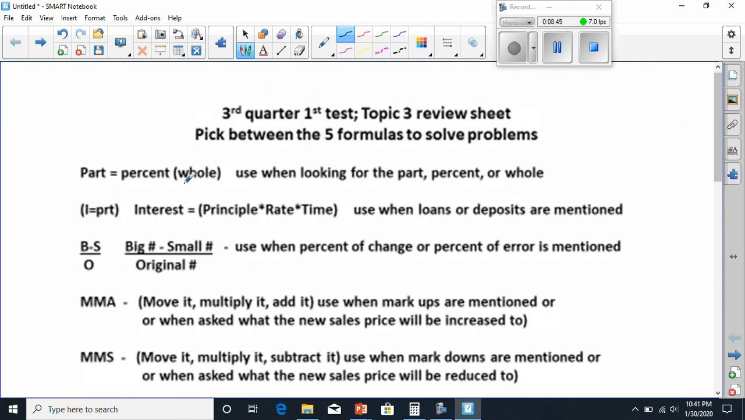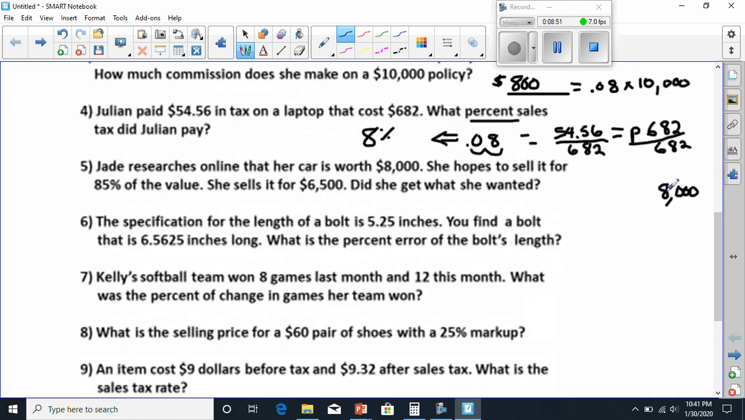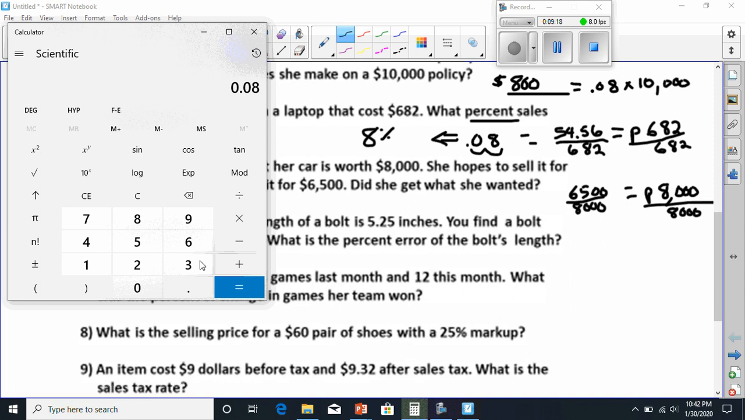Part equals percent times whole. Okay, so the whole is the 8,000. We're looking for the percent, so that's going to be P, and that has to equal 6,500. To do this, we'll divide 8,000 away to get P by itself, and whatever I do to one side, I do to the other. And now we got 6,500 divided by 8,000. And that's going to give us about 81%.